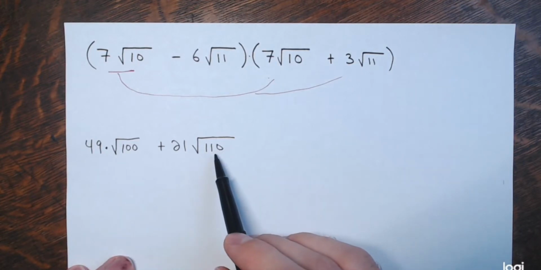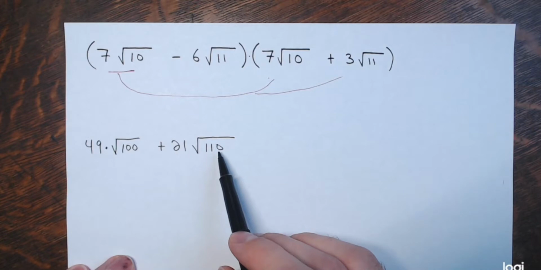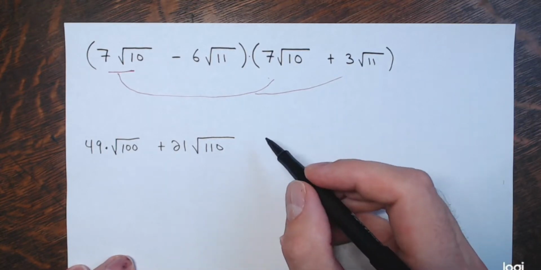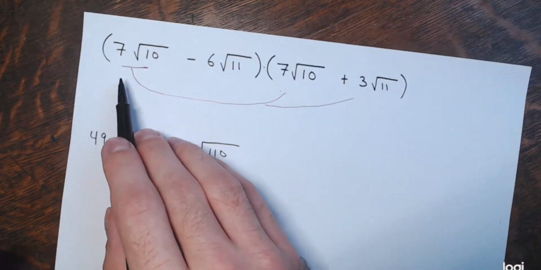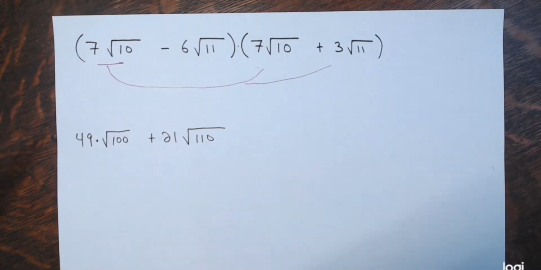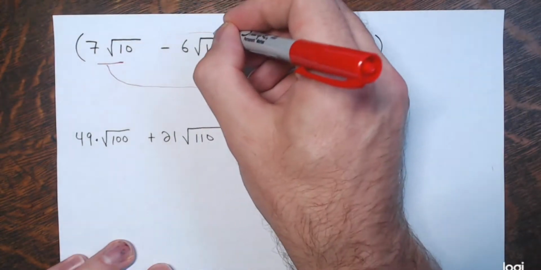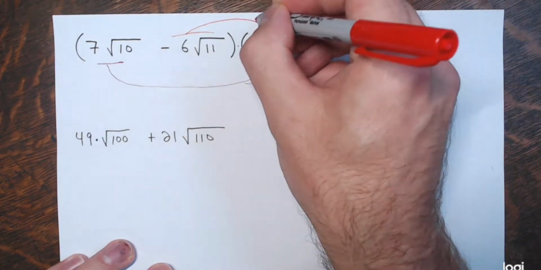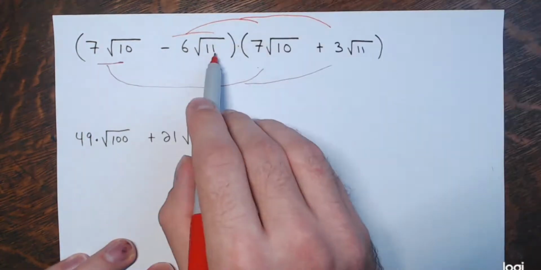And that doesn't simplify any further, right? Because that's 2 times 5 times 11. There are no perfect squares that go into 110. All right, so I'm done with the 7 root 10. Now I'm distributing the negative 6 root 11.